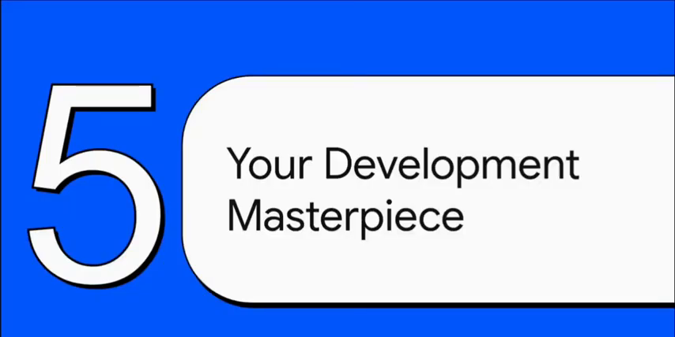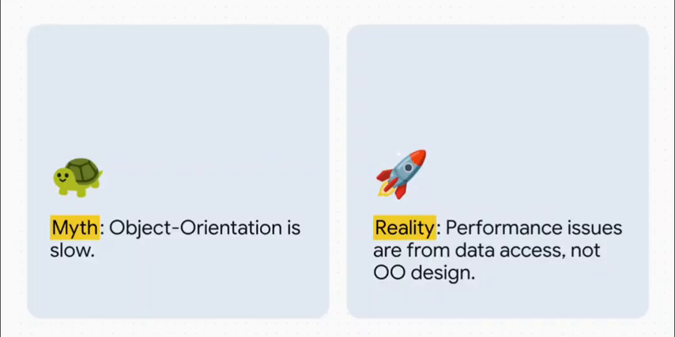Okay, let's bring this all home. Because when you really embrace this shift in thinking, you're not just writing code anymore. You are actually crafting a development masterpiece. But first, let's clear the air on one very common objection. I'm sure you've heard this myth before. Oh, object orientation is slow. The reality is, that's a really outdated excuse.